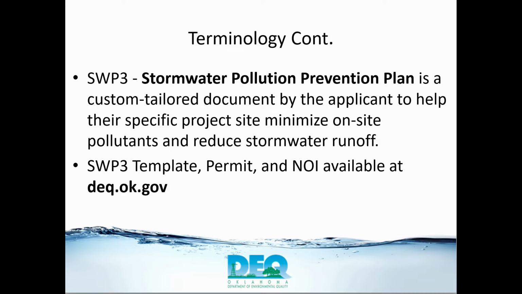SWP3 is the abbreviation for Stormwater Pollution Prevention Plan, or pronounced SWP. It is a custom-tailored document by the applicant to help their specific project site minimize on-site pollutants and reduce stormwater runoff. For those that need help creating a SWP, the Oklahoma DEQ offers a construction SWP template online at deq.ok.gov Water Quality Division Stormwater link. Applicants may choose to use any or part of the template or can make their own to meet permit requirements.